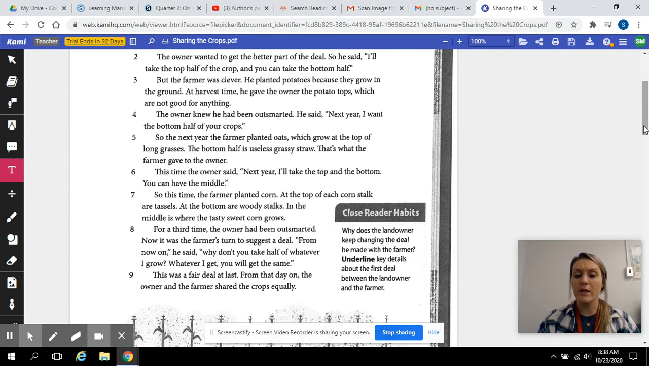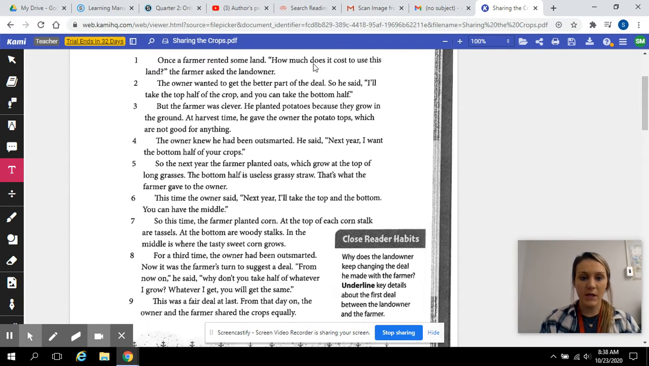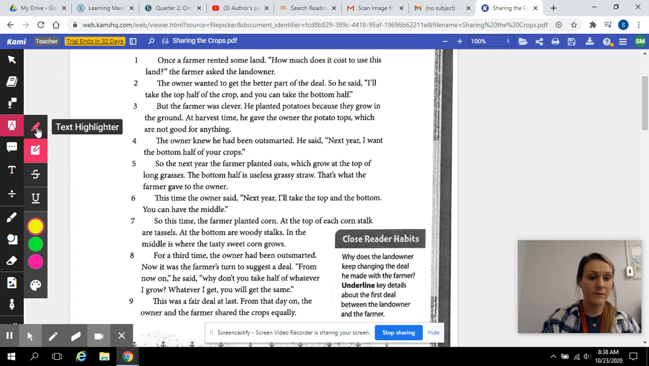So before moving on, why does the landowner keep changing the deal he made with the farmer? Underline key details about the first deal between the landowner and the farmer. So let's look up at the first deal. I'll take the top half and you can take the bottom half. So the owner, let's get my highlighter out.